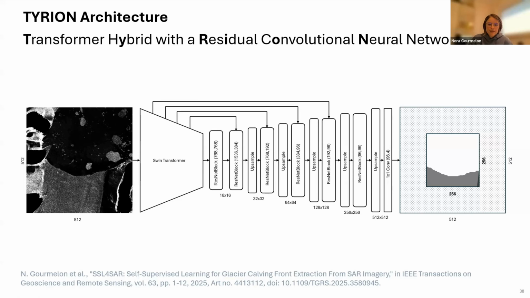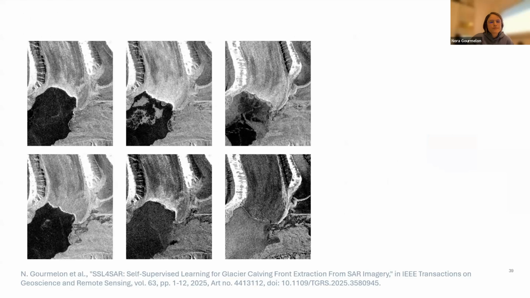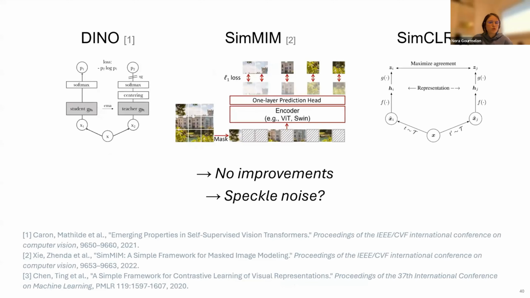Okay, so back to pre-training. For that, we gathered our own dataset of SAR images of glaciers. In total, we gathered 9,562 Sentinel-1 images of 14 glaciers, 13 of those glaciers in Svalbard and 1 in Alaska. And the time period covered is from 2015 to 2022. With that dataset, I tried out several pre-training strategies, which you might know. So I tried out Dyno, SimMIM, and SimCLR, but I didn't get any improvements after fine-tuning.